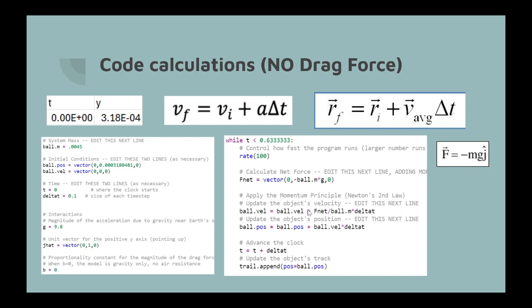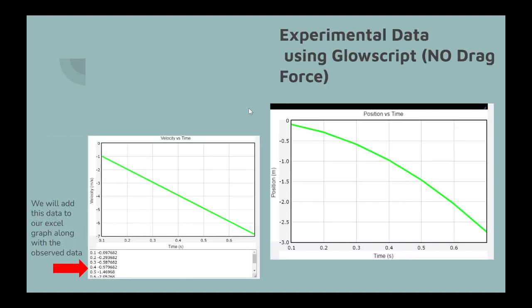And then we have to update our velocity, which we use this formula here. This comes from f net is a times m, and this is m, so it cancels out, so that's just a times delta t. So that's how I got that there. And then the position comes pretty much straight from there. Okay, so for our experimental data using code with no drag force, we get these graphs. Velocity change over time is very constant. We get these numbers. This is time versus position, which is this graph here, and we'll use these in the graph that I showed earlier.